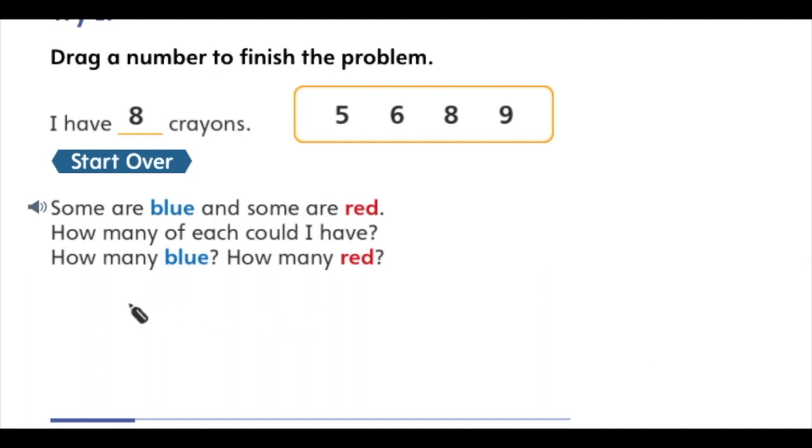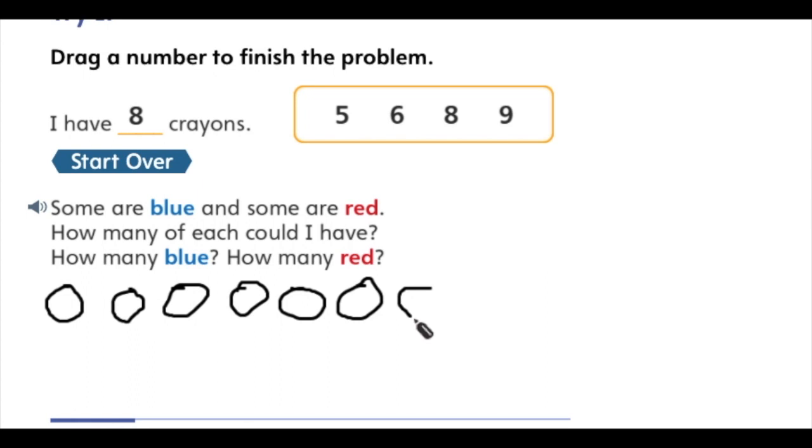So I'm going to start by making 8 circles because I know I'm going to have 8 crayons. 1, 2, 3, 4, 5, 6, 7, 8. Some are blue. Does it tell me how many are blue? No, so I just get to pick how many I want to make blue. 1, 2. Can I make all of them blue? Because it says some are red. So I'm going to stop here and make my other ones red.